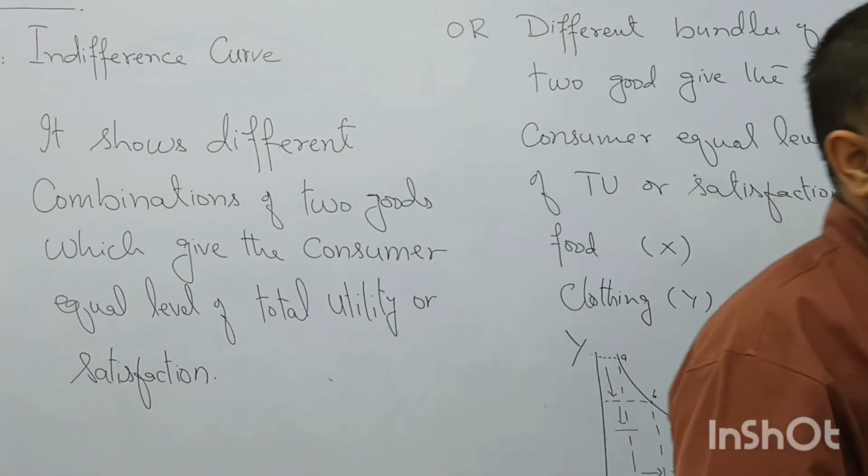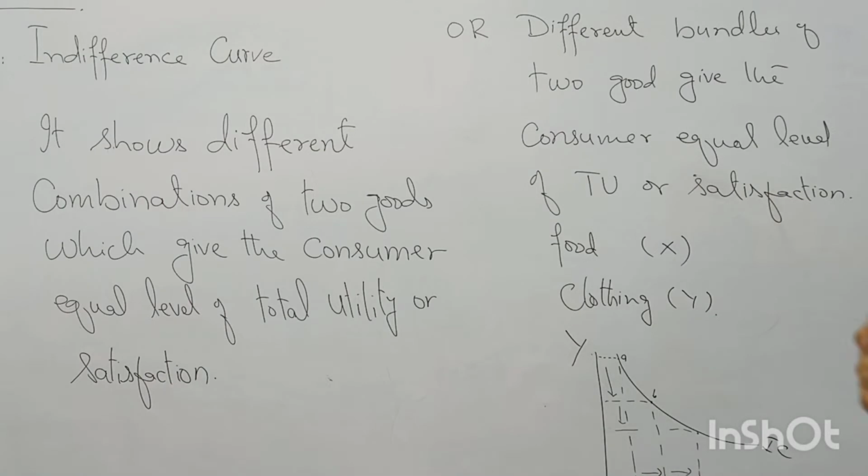There are different bundles, there are different combinations, but each bundle is equally good to the consumer. Each bundle is having the same level of total utility or total satisfaction. So we say this indifference curve, which is downward sloping, when the consumer gets more of one good, he has to give up the other good. Clear? But the total utility or total satisfaction of the consumer along one indifference curve will remain the same.